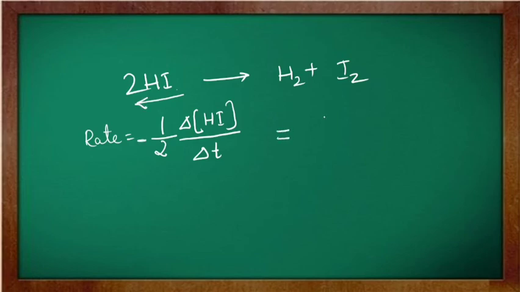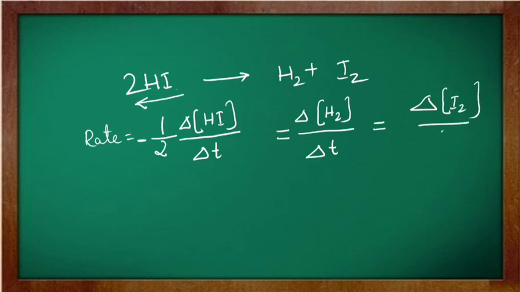This will be equal to, no coefficient this time, so directly change in the concentration, so delta H2 by change in time is equal to change in the concentration of I2 by change in time. And this is how the reaction rate is written. So many examples are furnished in your book. Here some questions are there in your book that we will be solving in the next video.